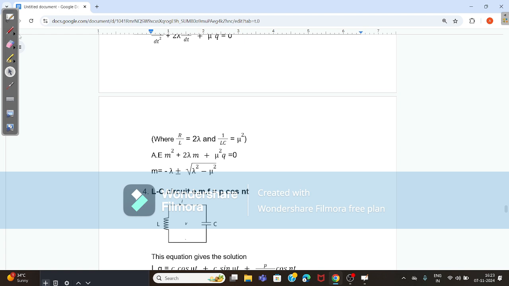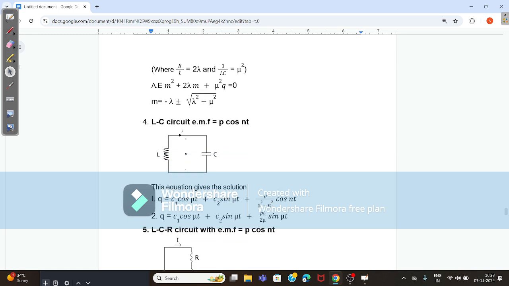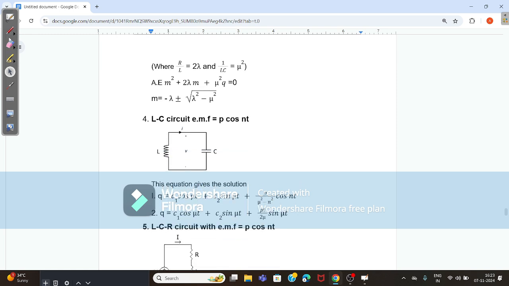Now, LC circuit with EMF P cos nt. Here you will have the diagram. This equation gives the solution as q is equal to C1 cos mu t plus C2 sin mu t plus P by mu square minus n square cos nt. In the resonance case, q is equal to C1 cos mu t plus C2 sin mu t plus Pt by 2 mu sin mu t.